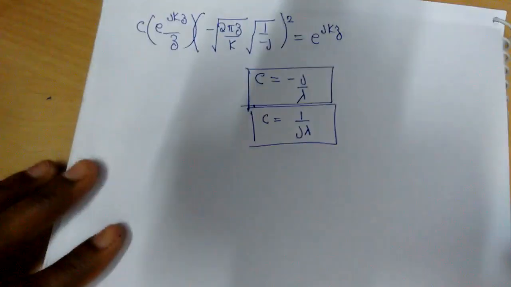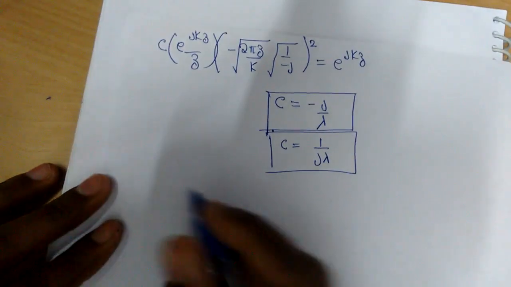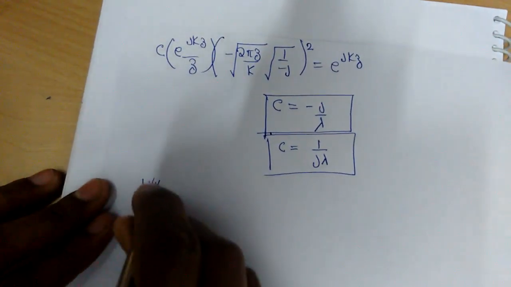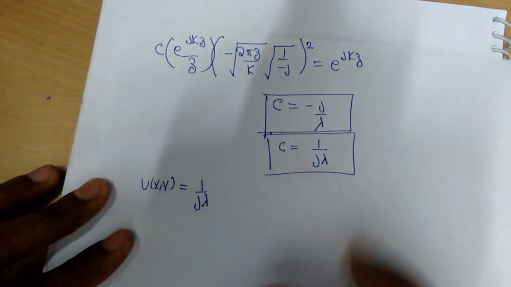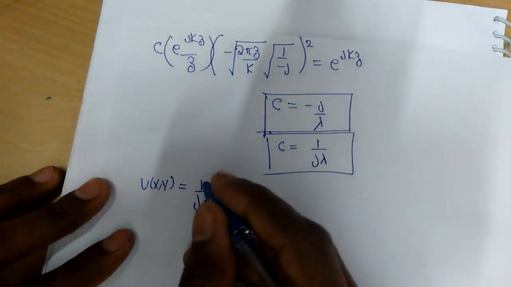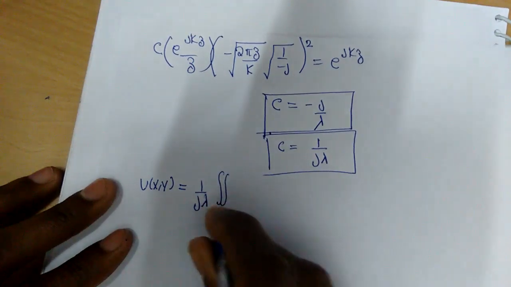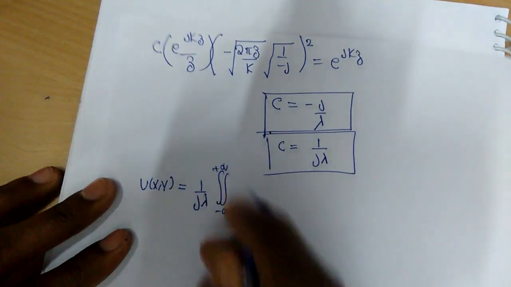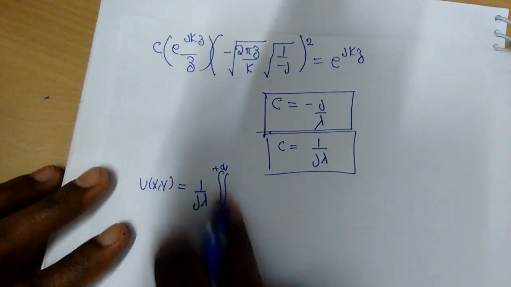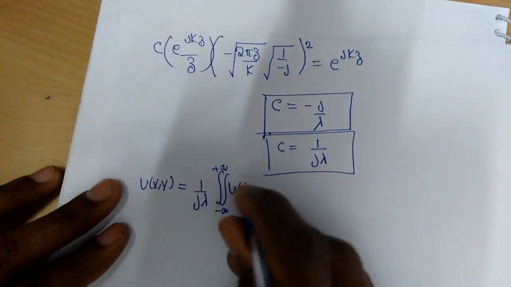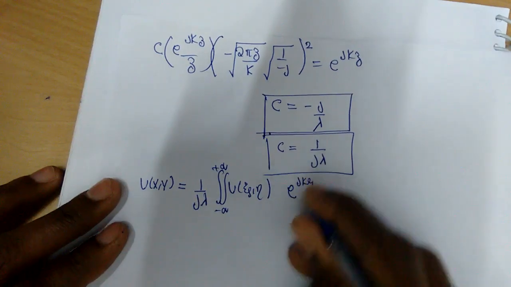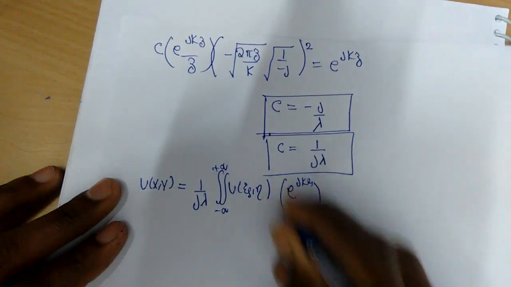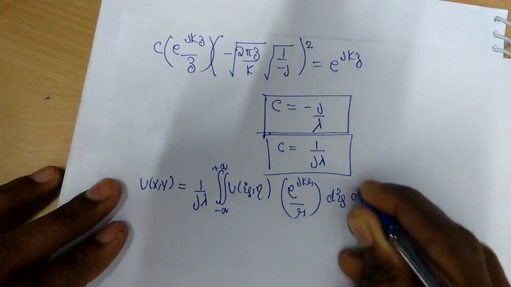So that means that final form of the diffraction integral will be given by u of x, y, that is given by 1 upon j lambda, which is this term. Integral over minus infinity to plus infinity. In fact, you don't need to write this minus infinity to plus infinity, because u zeta eta will take care of that. And e raised to power jk r divided by r d zeta d eta.